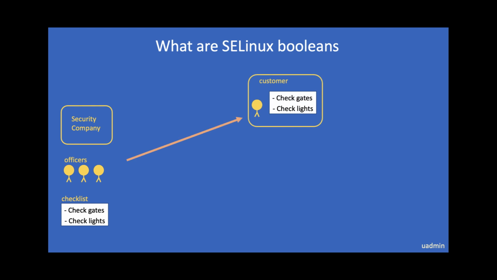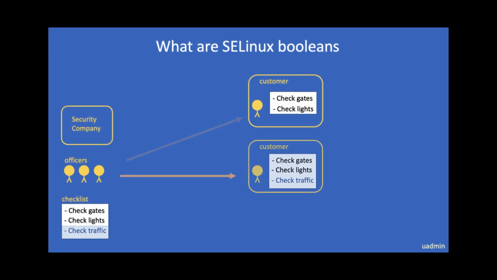So some company needs security and hires this officer to check the gates and check the lights. And it's all fine. The checks are done and everybody's happy. But then the next company also needs to check the internet traffic. And since the current list does not support that, the security company will have to build a completely new list of checks before it can send the security officer with the list to the new customer company.